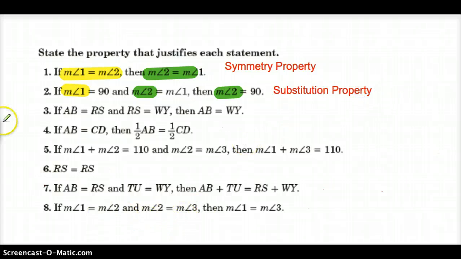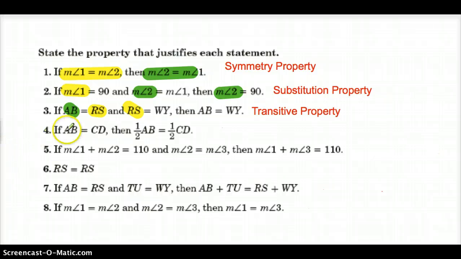In number 3, you have AB equals RS, and then RS equals WY. Then AB equals WY. This is the transitive property where they're moving around here. Here's AB to RS, there's RS to WY, so now WY and AB are going to be together. That's called the transitive property.